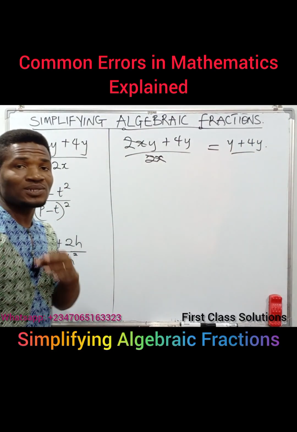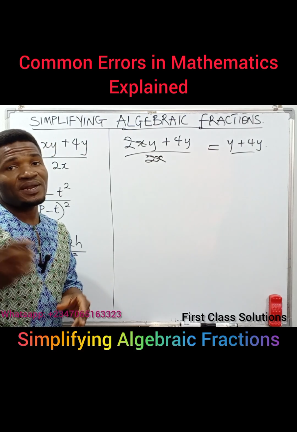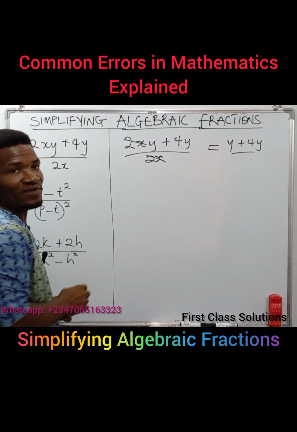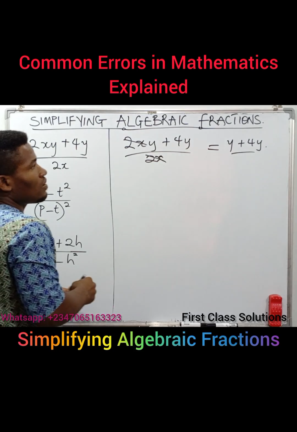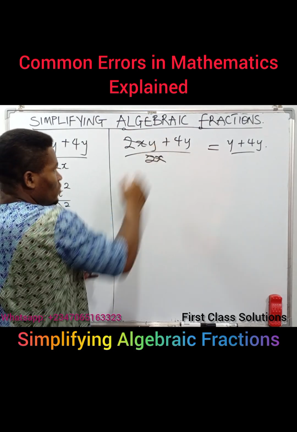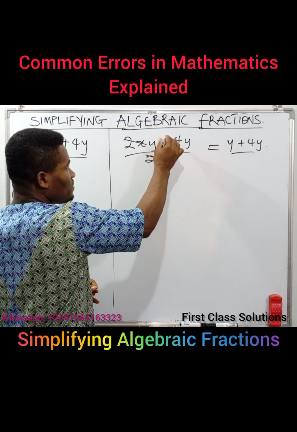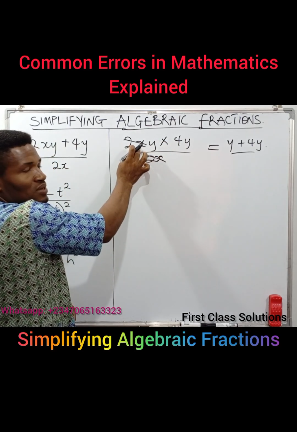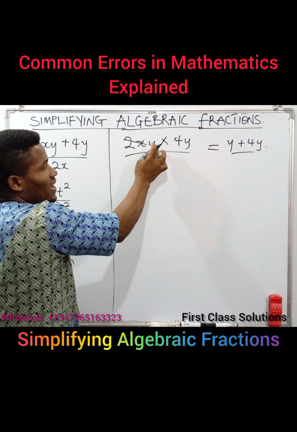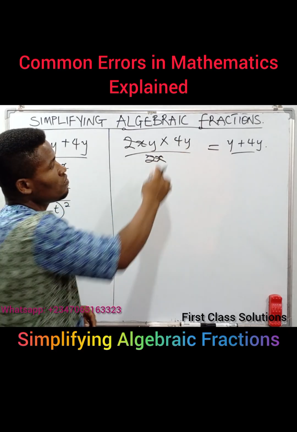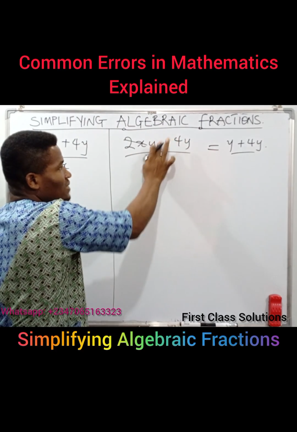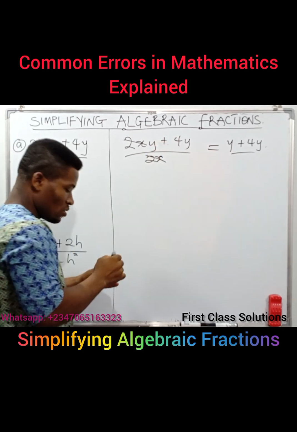It didn't shock me. You know why it didn't shock me? It's expected that the student also knows that in this expression we have addition in the numerator. Except if it happens to be multiplication, that is where you now cancel 2x with 2x and have y times 4y, which might even give you 4y squared. But since here is addition, what do we do?